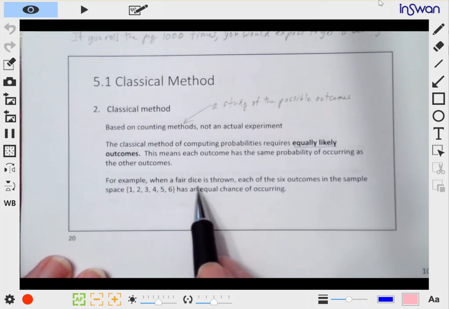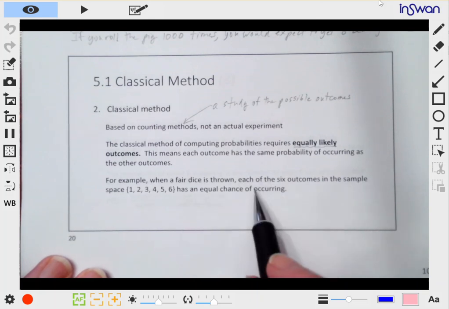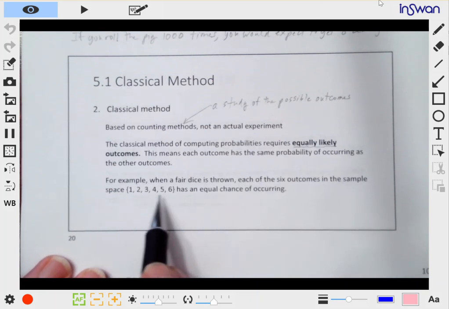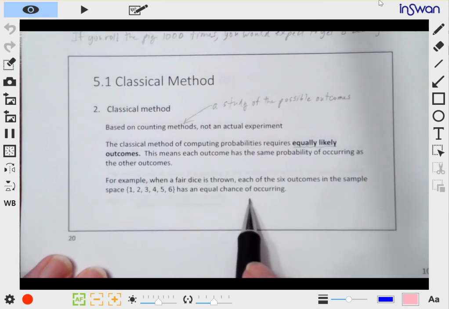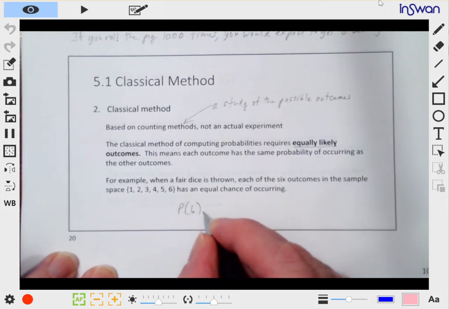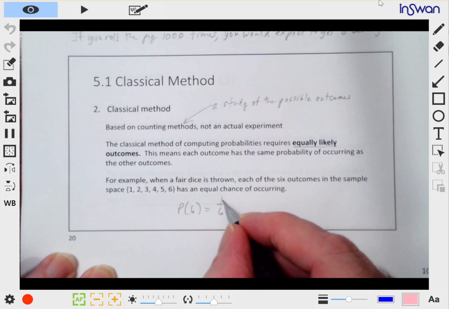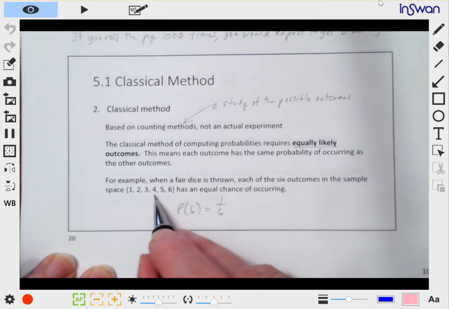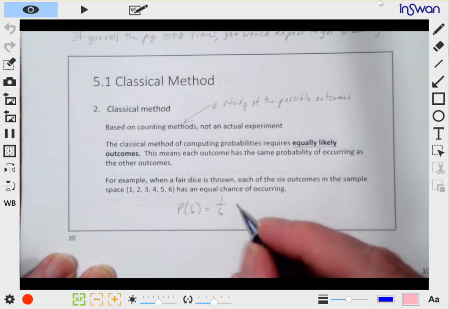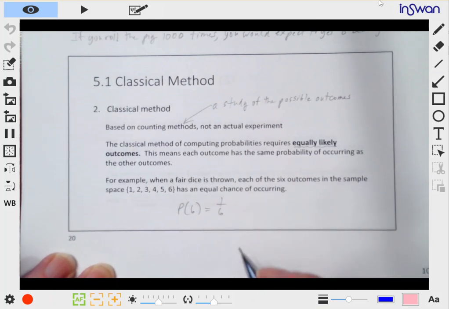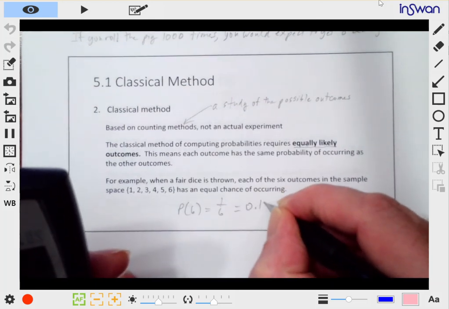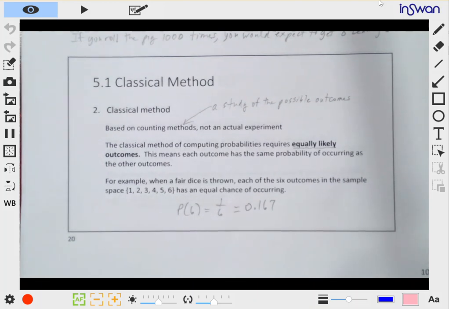So for example, when a fair die is thrown, each of the 6 outcomes in the sample space, 1 through 6, has an equal chance of occurring. So we know, for example, the probability of getting a 6 is 1 in 6, since there's one 6 in our sample space out of a total of 6 possible outcomes. I didn't write that as a decimal, so let me divide that real quick. It's 0.167 if you round to 3 decimal places.